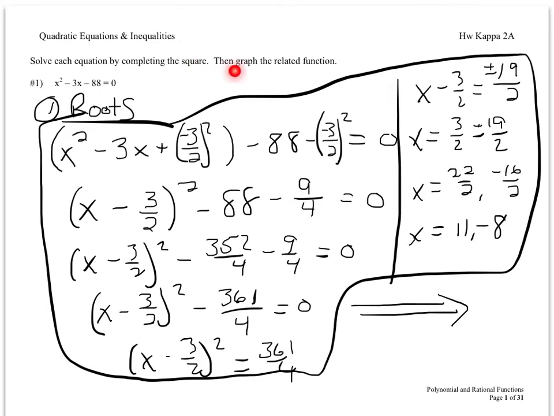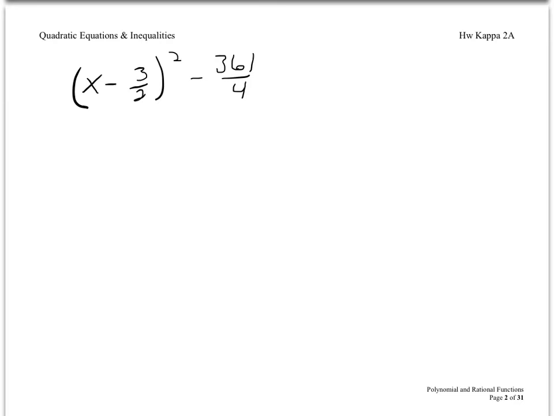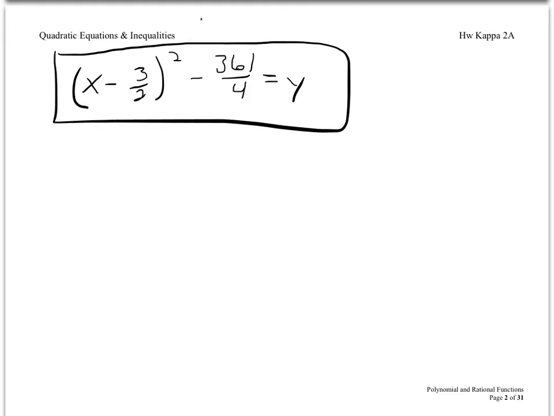Second part of the directions, graph the related function. The related function, you take that part that we had the arrow beside, which was what I have written down here, equal to 0, but for the related function, this is equal to y. This is the related function.